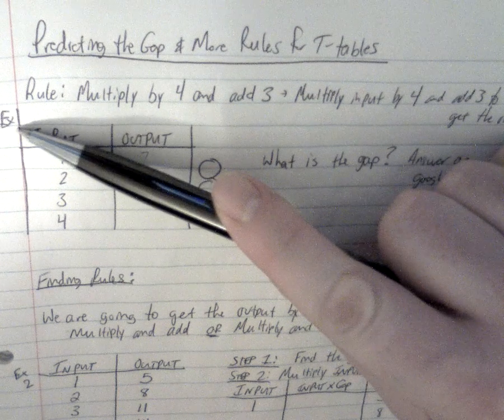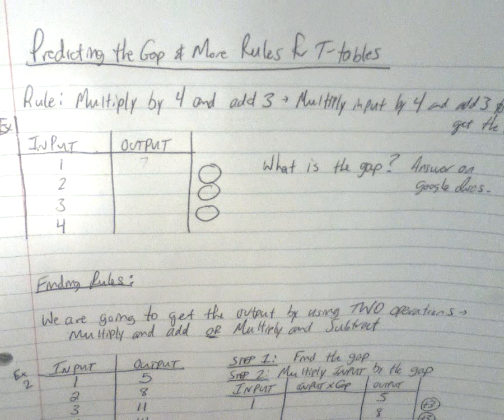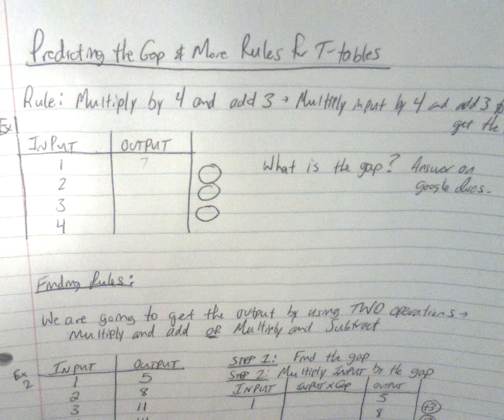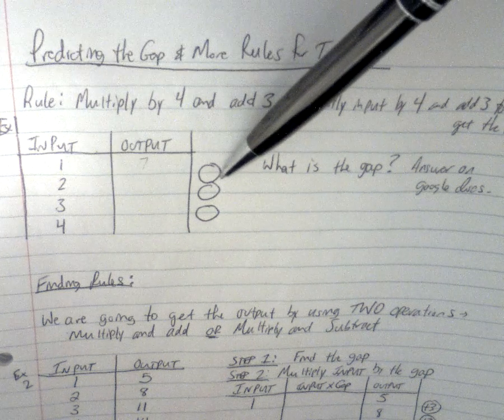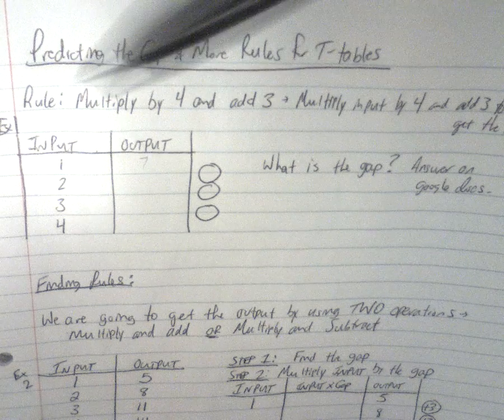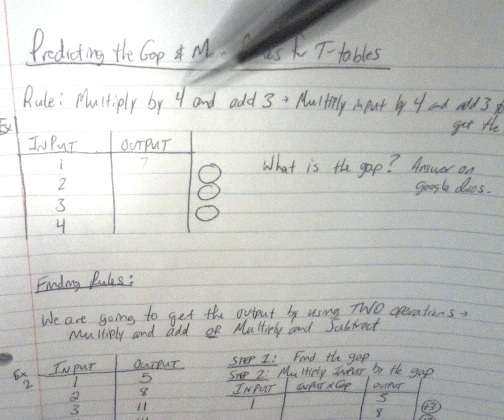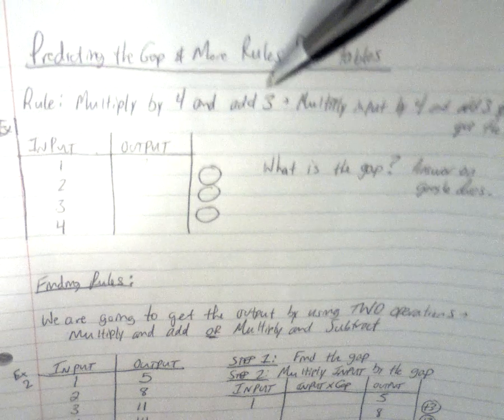So EX1 means example 1. You're going to need to know that because your Google Docs questions, you're going to have to do an answer. In it, you're going to have to find the gap. What it's saying is we need to multiply by 4 and add 3. This is the rule. So what does that really mean?